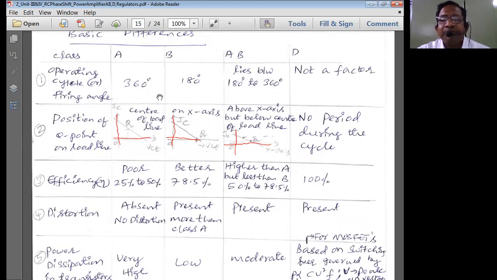Okay. Then as a last topic, we can cover one more variety of the class A type of power amplifier, which is the class A push-pull power amplifier stage. We'll discuss that in a while now.